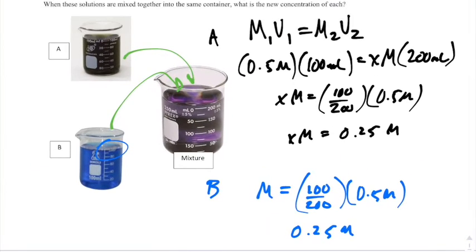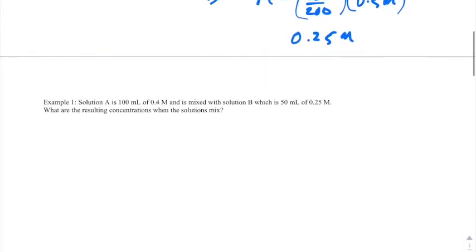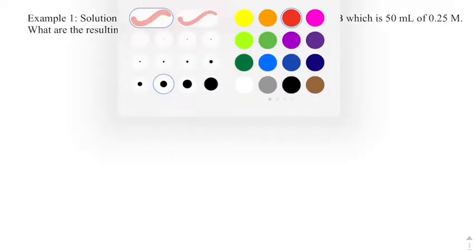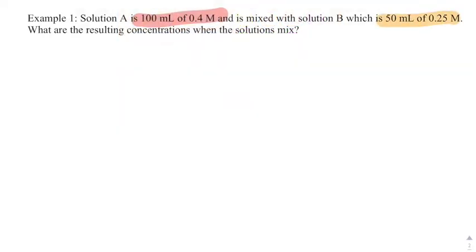Now this one was easy because everything started off the same and the numbers were nice and round. What if the numbers aren't so nice and neat? Well, let's look at a couple of other problems. Example 1: solution A is 100 milliliters of 0.4, and solution B is 50 milliliters of 0.25. What's going to happen when they mix together?